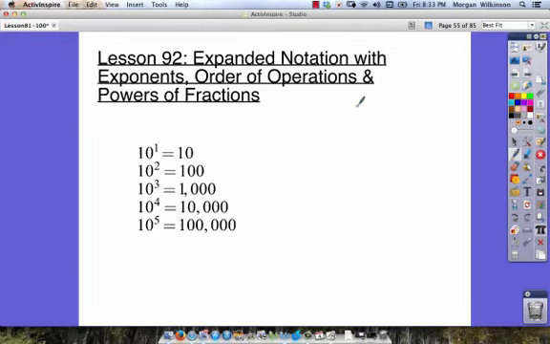Lesson 92 today is about expanded notation with exponents, order of operations, and power of fractions. Now, to begin the lesson, we need to review powers a little bit.